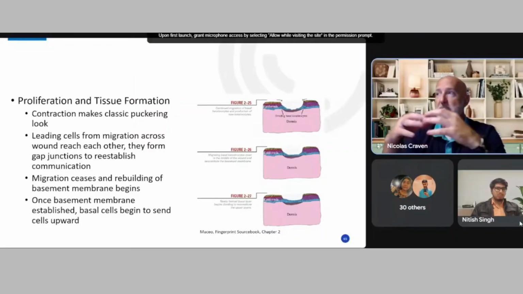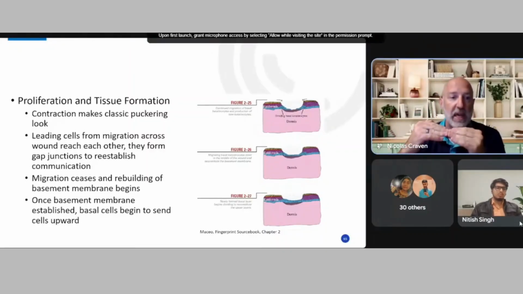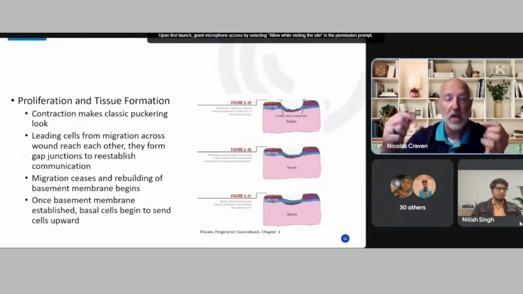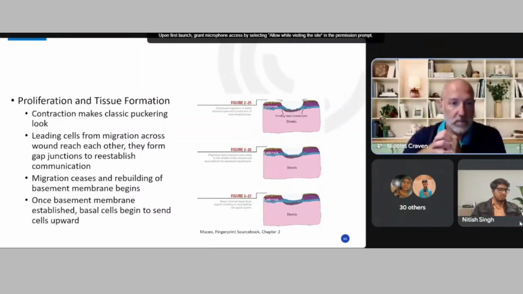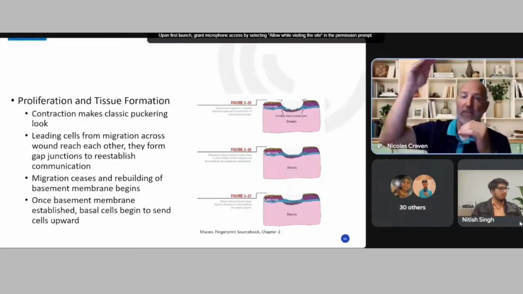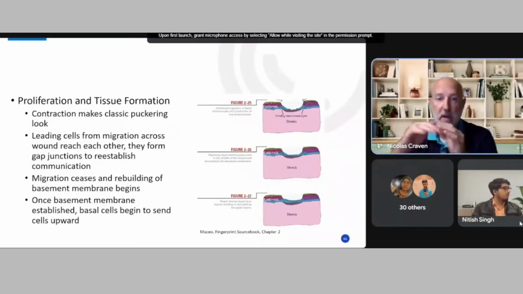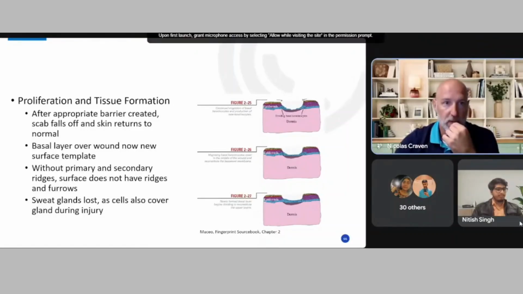So those leading cells in that cell migration will reach each other, and once they reach each other, they're going to start reestablishing communication and connecting to each other by those gap junctions, because they need to be able to communicate from one side to the other so they can coordinate what they're going to do as far as rebuilding itself and moving forward. And then once that basement membrane has been established, they'll start sending cells up just like before, filling in the gap in the epidermis as it's moving forward. Once there's enough of an appropriate layer that's been created, that scab will fall off and everything will get back to normal.